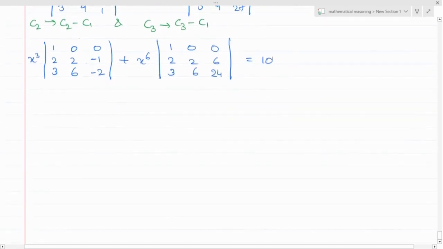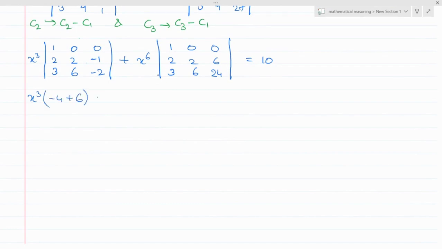Now just take the determinant: that is x cube into minus 4 plus 6, plus x power 6 into 24 twos are 48 minus 6 sixes are 36, equal to 10. So it's nothing but 2x cube plus 12x power 6 equal to 10. So it's nothing but x cube plus 6x power 6 minus 5 equal to 0.